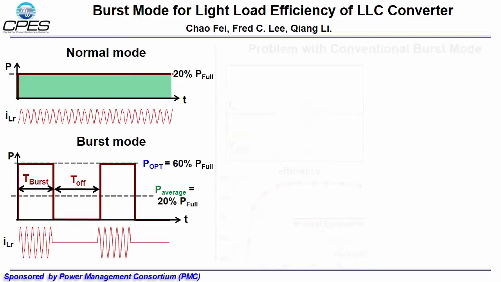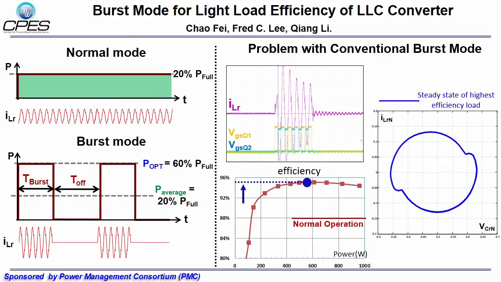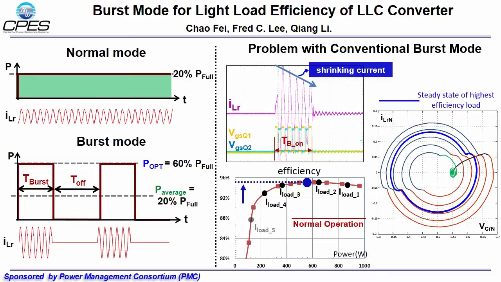However, there is a problem with the conventional burst mode. We want the converter to fix to the highest efficiency load trajectory, but during burst on time, the resonant current is shrinking. This is because the first pulse settles the resonant tank energy to be very large. The following switching cycle corresponds to a very large load condition, so the trajectory will become smaller and smaller. Finally, in burst off time, it comes to the burst mode initial point. This is the efficiency of a conventional burst mode. The problem is that it cannot fix to the optimal point.